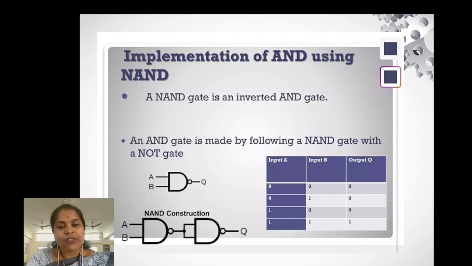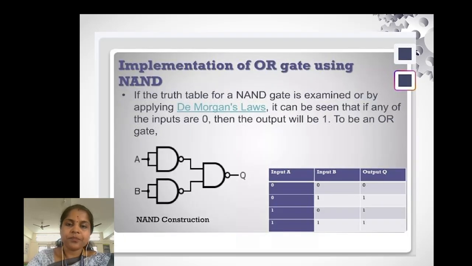Look at the truth table I have given here. For the input of 0, 0, the output is 0. For the input of 0, 1, the output is 0. For the input of 1, 0, the output is 0. And for the input of 1, 1, the output is 1. This results in the circuit behaving exactly like the AND gate.